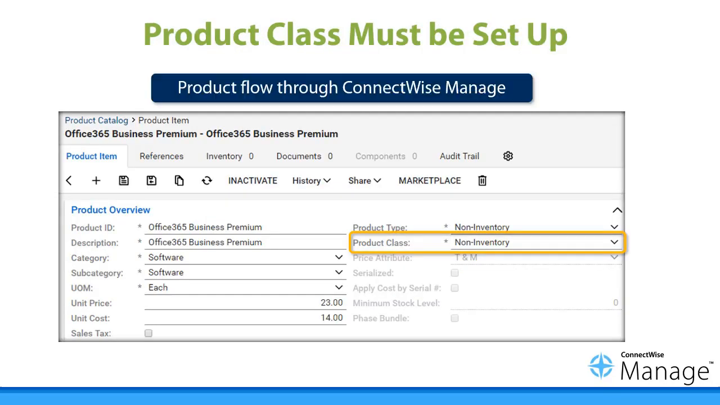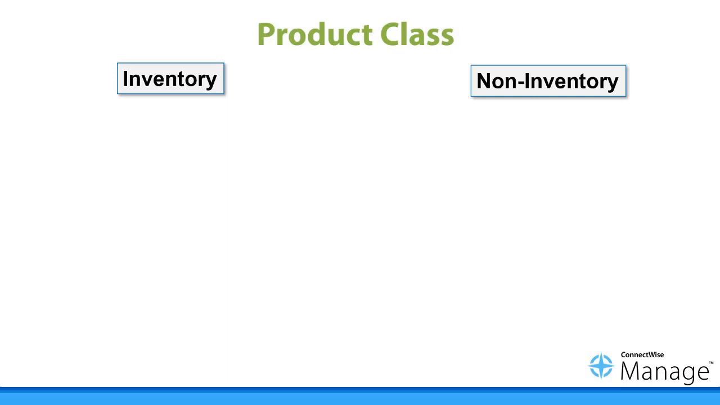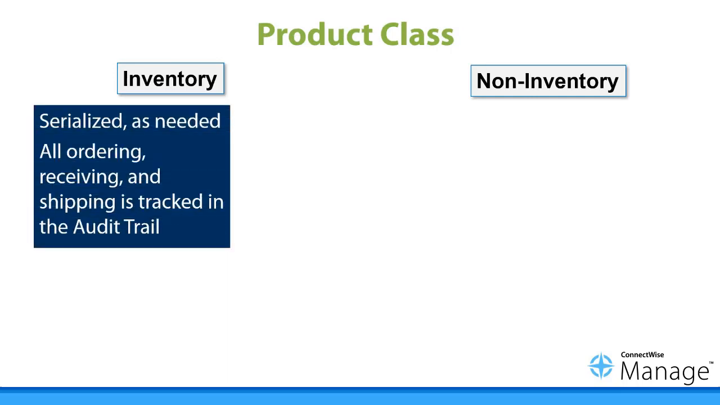It's very important to define the product class on the item as it controls the flow of the product through ConnectWise Manage. This is a non-inventory class product. An inventory or non-inventory class product on a service ticket, a project, or a sales order will affect purchasing demand in the procurement module. Inventory products are able to be serialized as needed, and all ordering, receiving, and shipping is tracked in the audit trail.